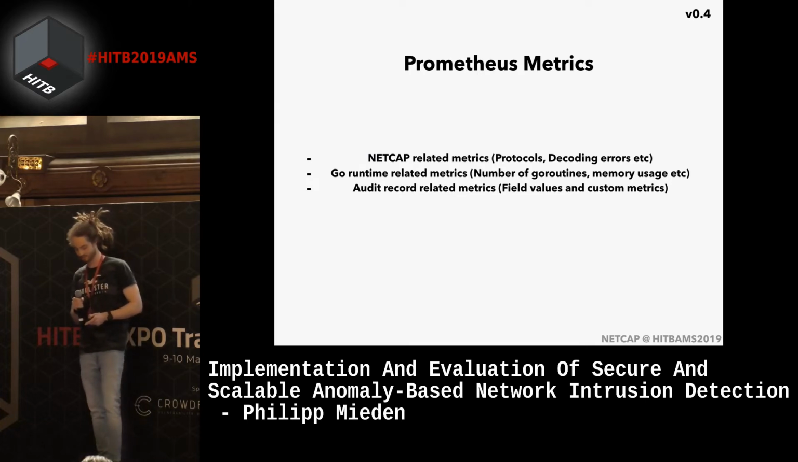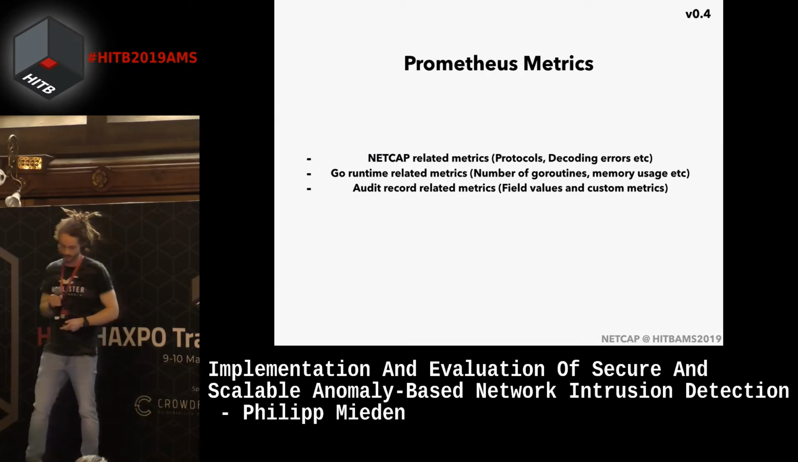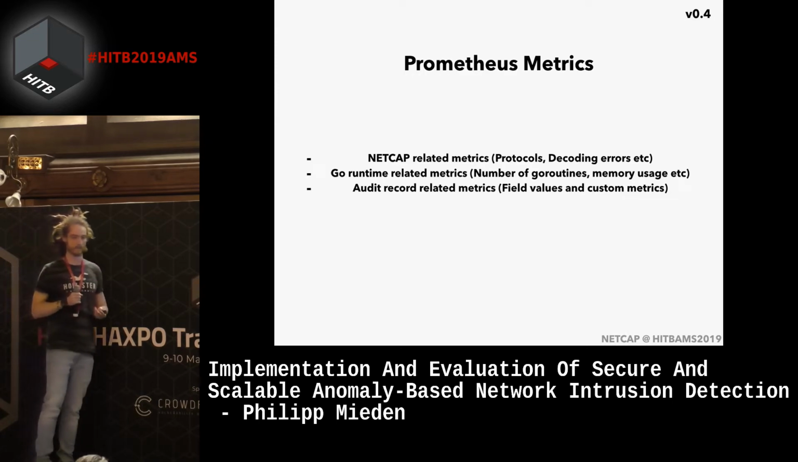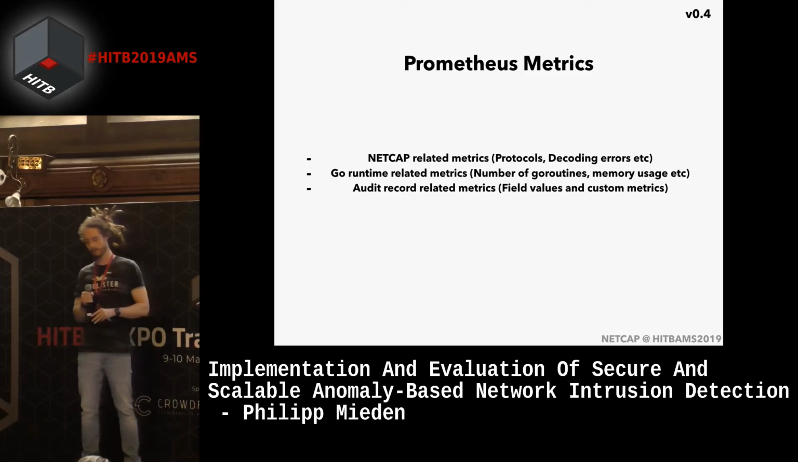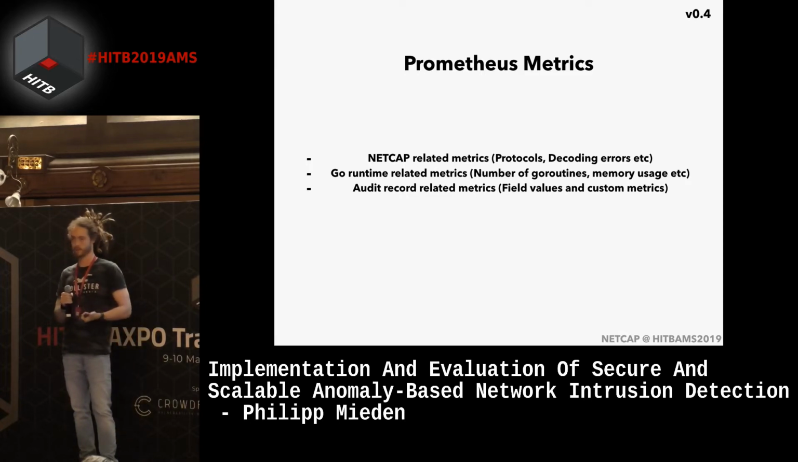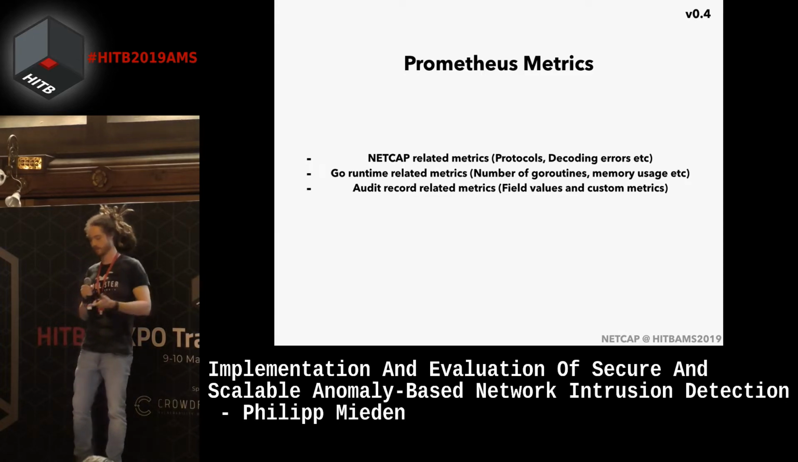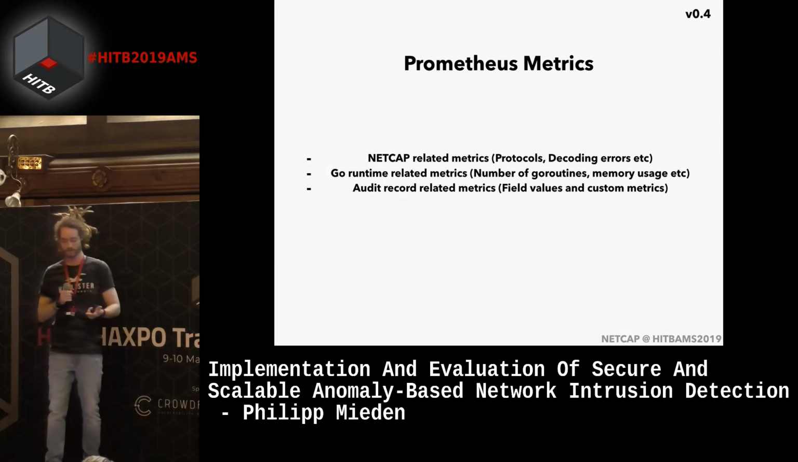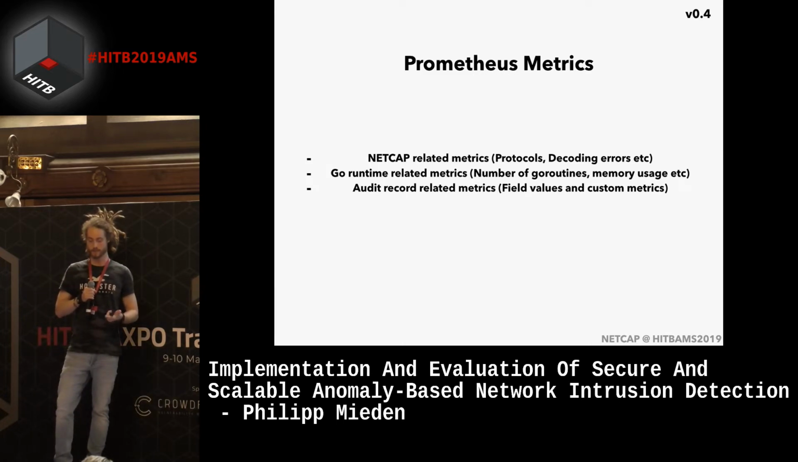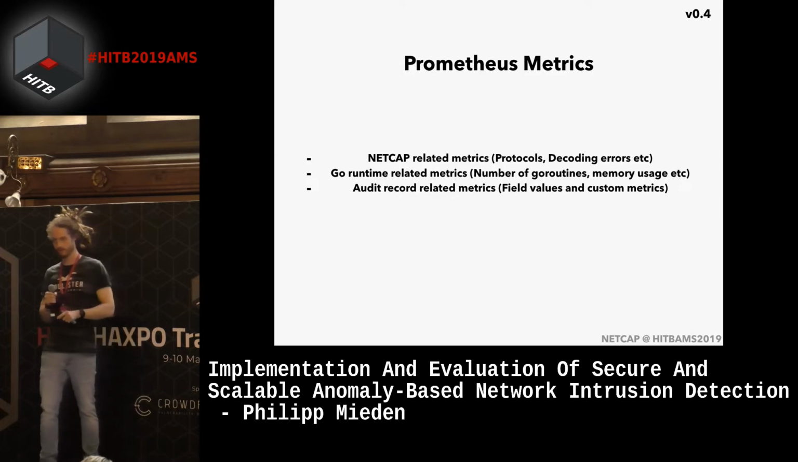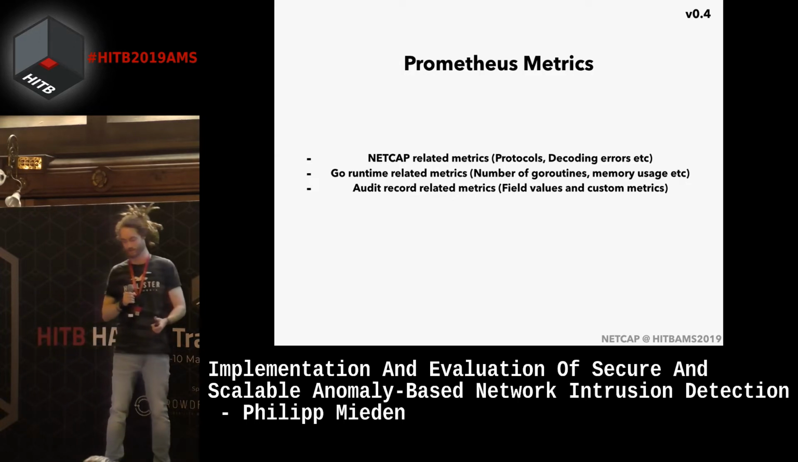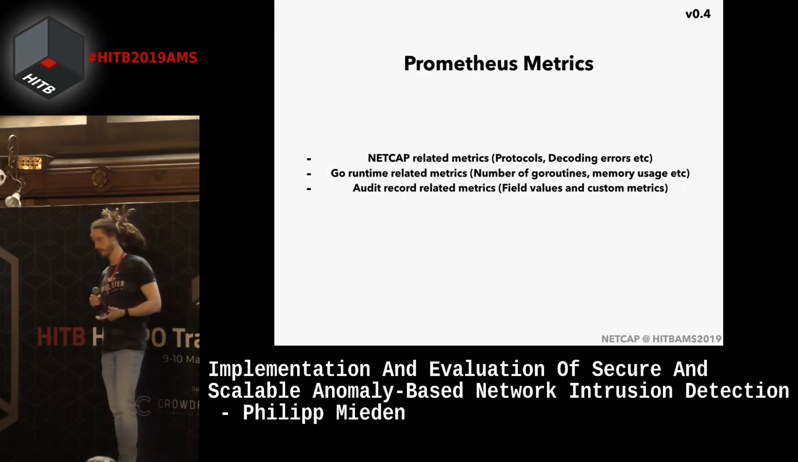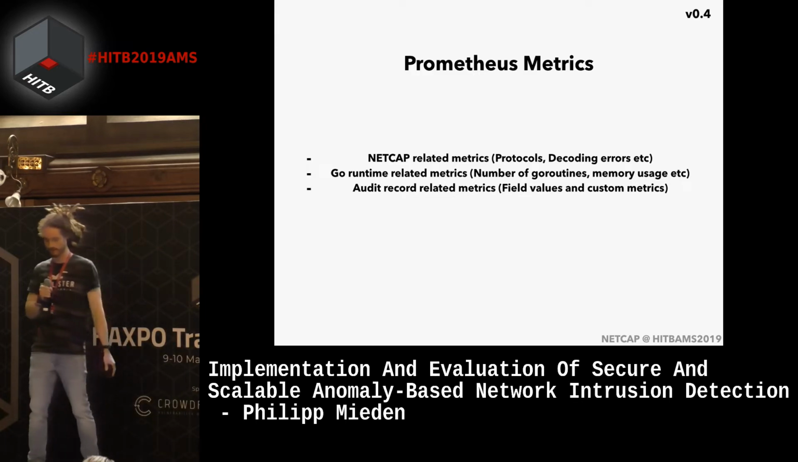Metrics. So I've instrumented the application, and you get 3 types of metrics currently. One are NETCAP internal metrics. So it's about what kind of protocols did we see, how many decoding errors have been there, stuff like that. Then we have metrics for the Go runtime. This is just a standard Prometheus Go exporter, and it gives you some interesting insights about memory usage, the number of Go routines that are currently running, and stuff like that.